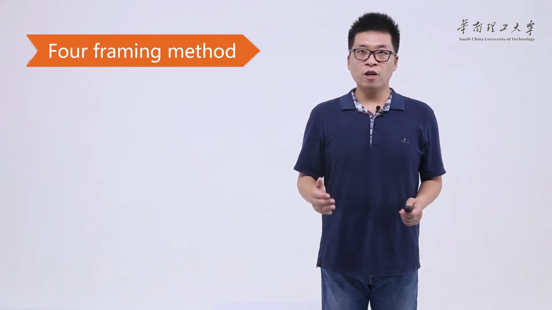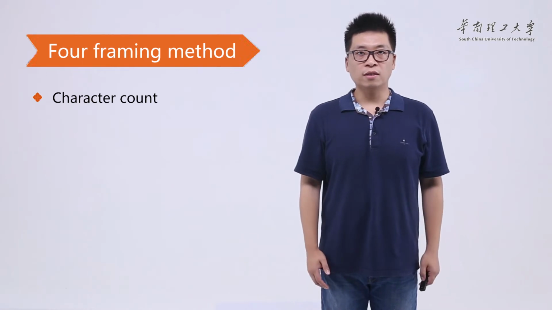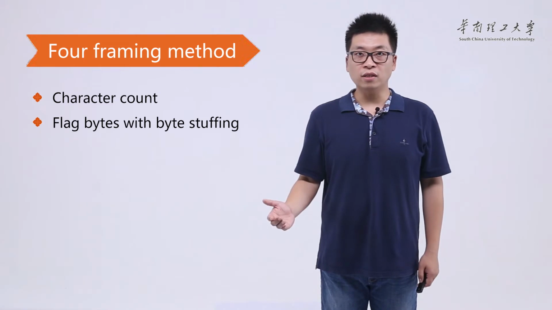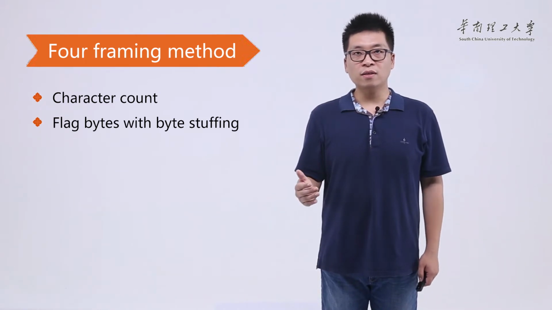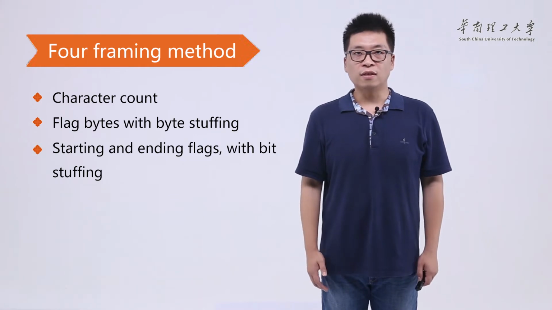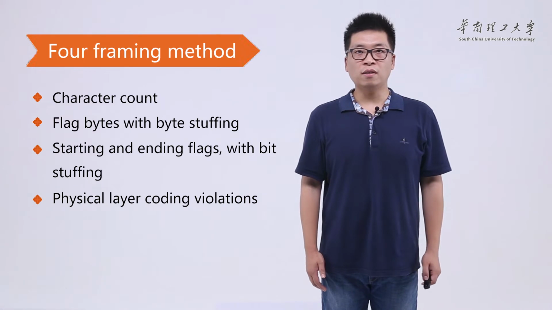So now we are going to introduce 4 framing methods. The first one is called character count. The second one, flag bytes with byte stuffing. And the third one, starting and ending flags with bit stuffing. And the fourth one is about physical layer coding violation. So we start with the first one, character count.